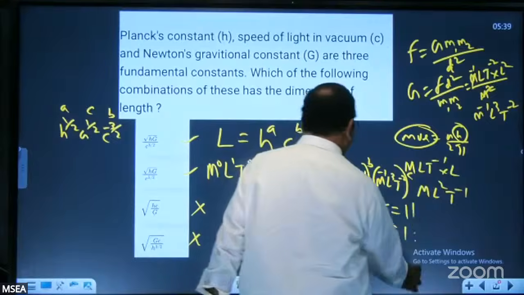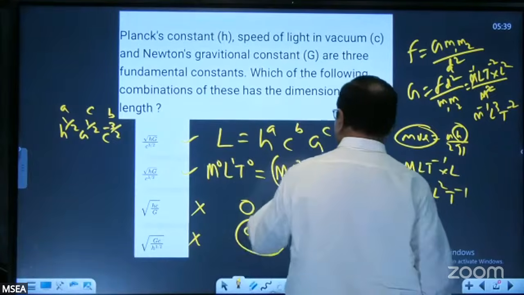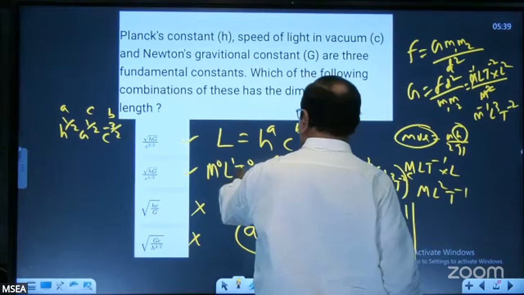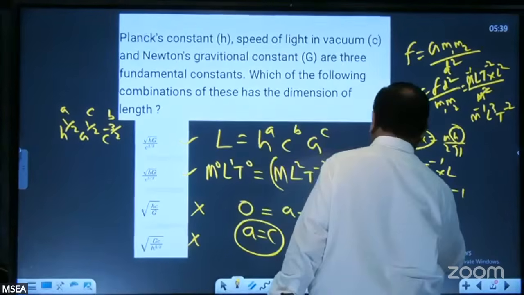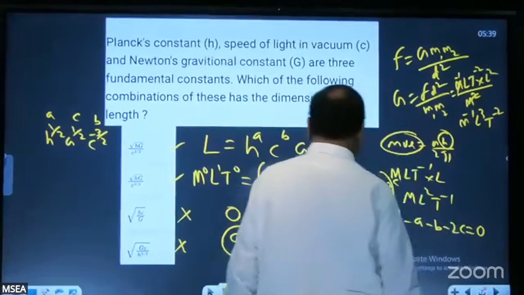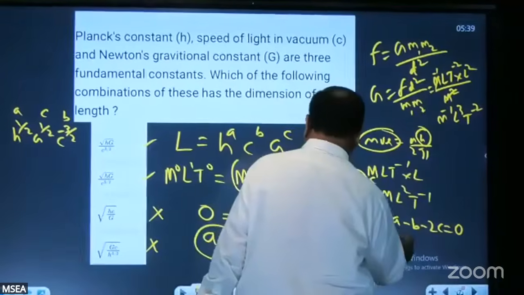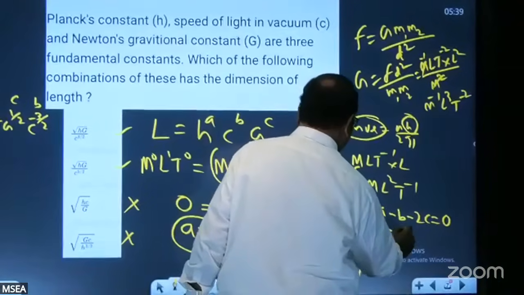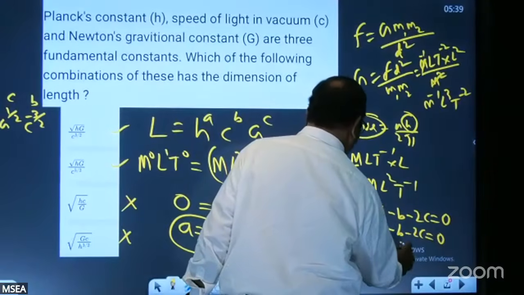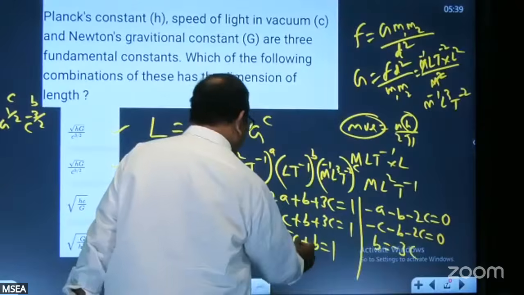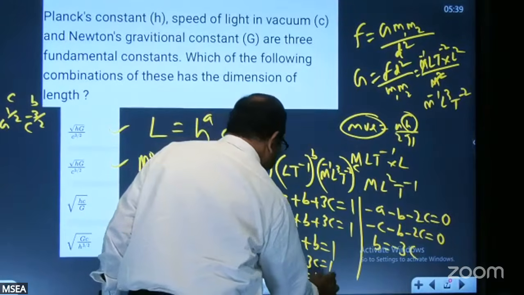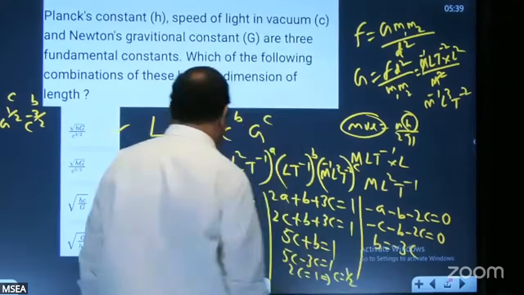Even T powers you can check. So what about the T powers? Minus a minus b minus 2c is equal to 0. Now if I substitute a is equal to c, minus c minus b minus 2c is equal to 0, or b is equal to minus 3c. Then if I substitute, 5c minus 3c is equal to 1, 2c is equal to 1, c is equal to 1 by 2.